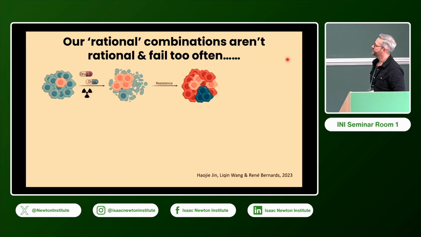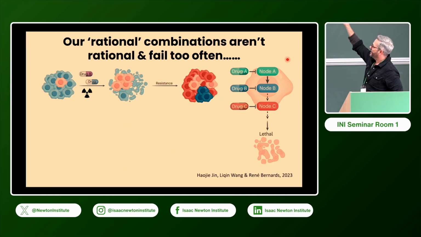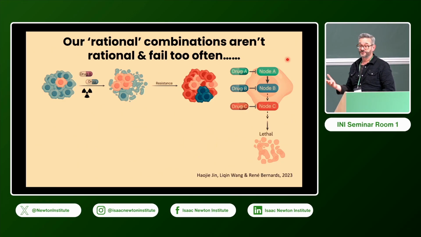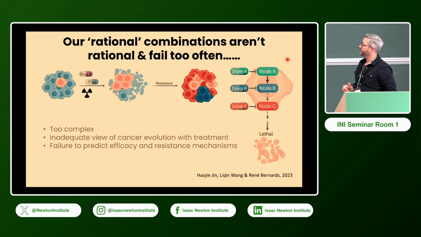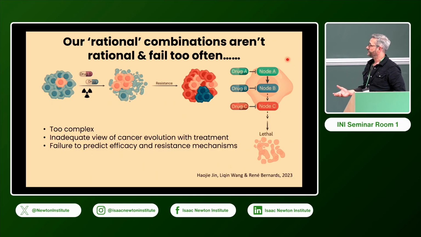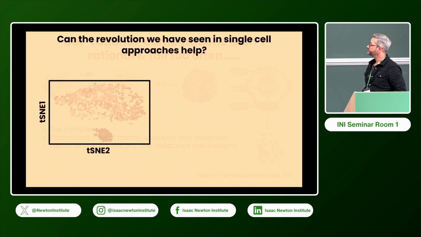Some of the approaches that have been developed are sort of rational combinations, but they aren't rational and they too often fail, and you know this. So we stylize the way that biology works into nodes and linear pathways at which drugs can intersect. And it's complete nonsense, because of course the system is totally fluid and doesn't work like that. You've seen that through some of the beautiful talks today, even just modeling these things. The system is far too complex, we have an inadequate view of cancer evolution, and we fail to predict efficacy and particularly resistance mechanisms.